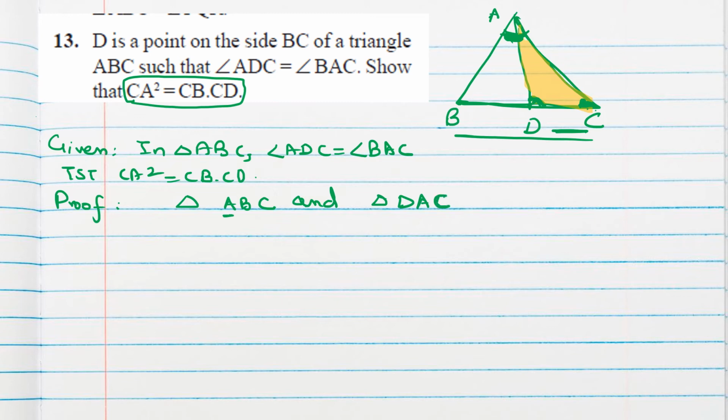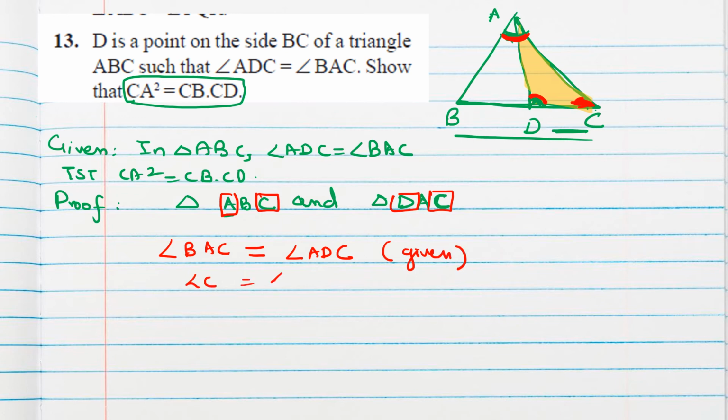Because these two angles are equal, this angle A and angle D are equal, and angle C is common. So they should come at the same place. Okay, so these two angles I will take, and by AA criteria we will prove both are similar. So I can write here angle BAC is equal to angle ADC, given. Angle C common. So by AA criteria, ABC is similar to DAC.